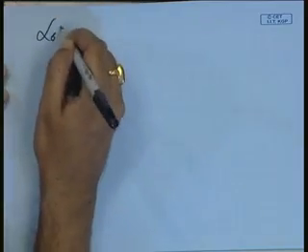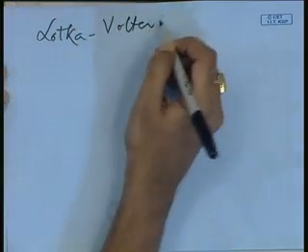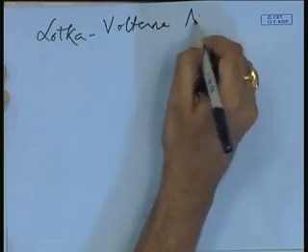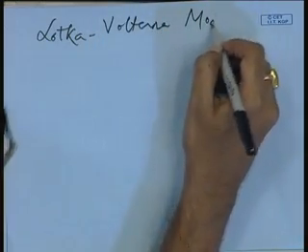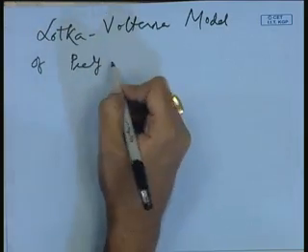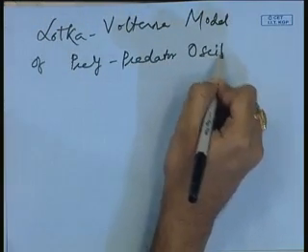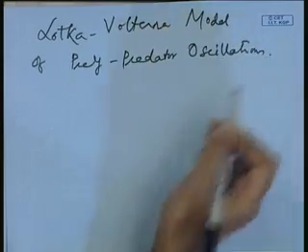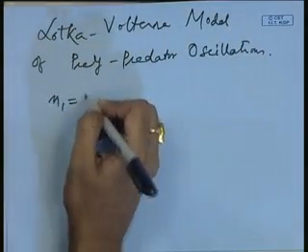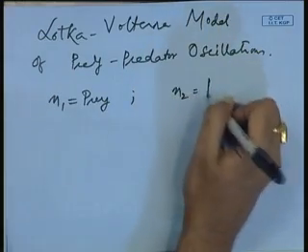So, the model that we talk about was derived by these two scientists, Lotka and Volterra. So, it is called the Lotka-Volterra model of prey-predator oscillations. So, let us say N1 is a prey and N2 is a predator.